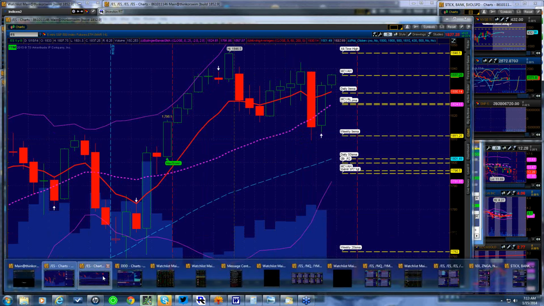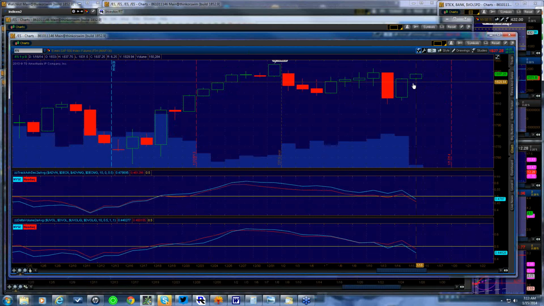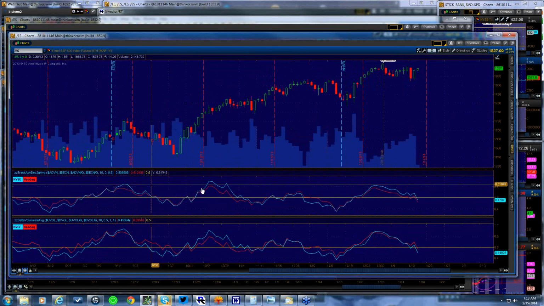So let's take a look at the market breadth. This is advance-decline on a 10-day average basis in the middle, and up volume versus down volume in the lower graph. So we still have a non-confirmation between these indicators.